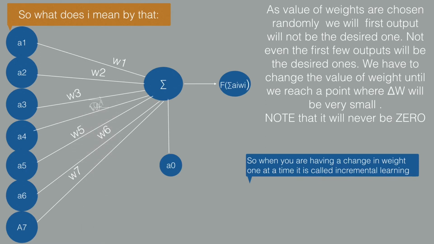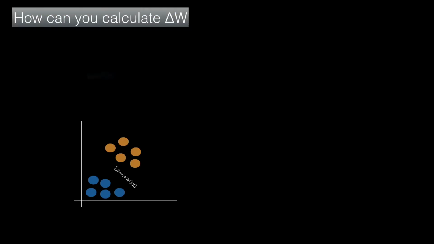It has one limitation, although, in incremental learning: what if the outputs you get are not linearly separable, because you were taking one neuron here also. So let's talk about how you are going to change the value of your weights, or how you are going to update your value. You have the old weight, and how do you change it to the new weight?